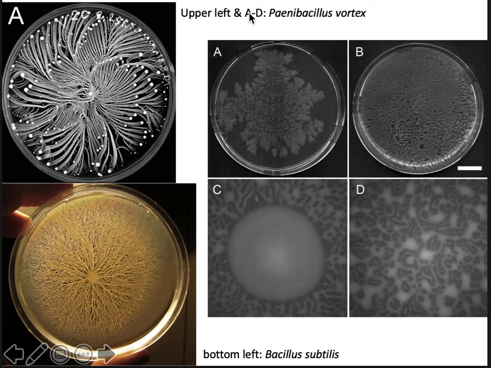A through D, A, B, C, and D, is this P. vortex. And then the bottom left is Bacillus subtilis. So this one's Bacillus subtilis. Everything else is P. vortex. But yeah, just super cool. I'm not going to give you an image and ask you what the name of the organism is. I just wanted to share this with you.